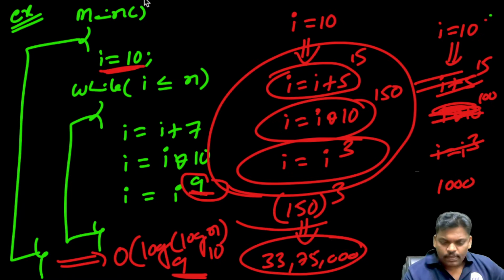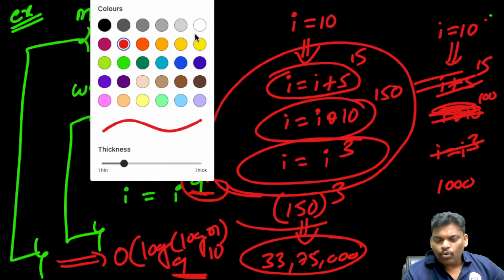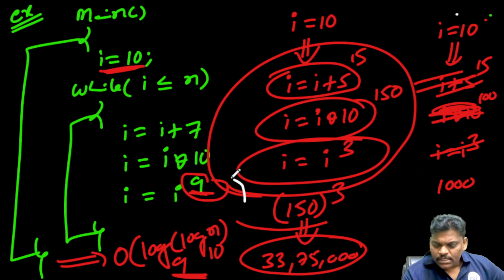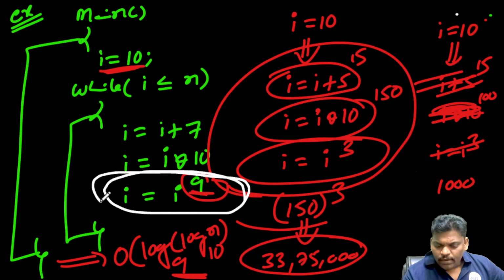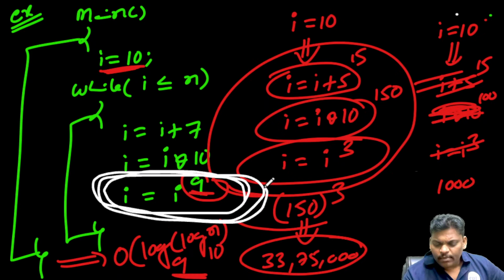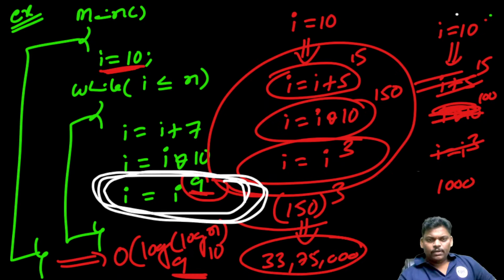The time complexity of this program is, remember, if many terms are there, whoever will affect more, that term you take. If many people are there, whoever will affect more, take that one.